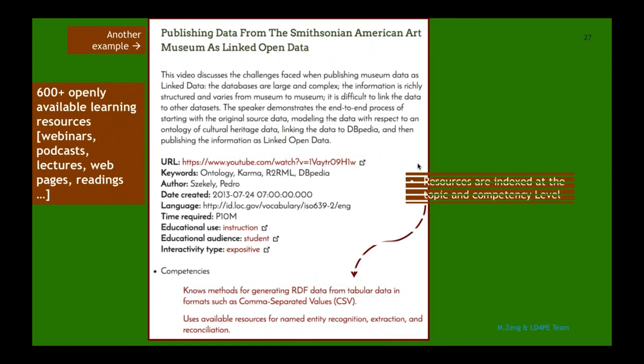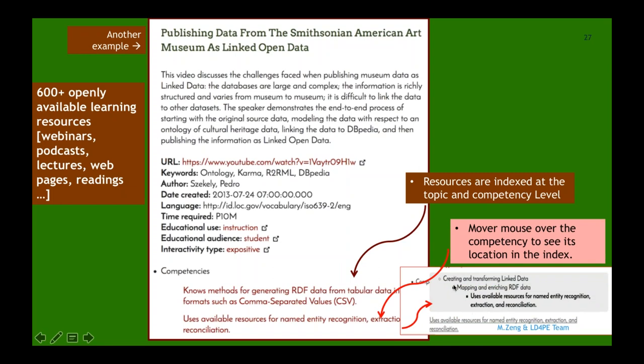Another important thing is that you see here we have the competencies aligned with this material. And you will ask which topic this competency belongs to. You mouse over that, and you will find out, okay, this is about creating and transforming linked data. This one is about the mapping part. So you can align this material with what you know about that particular competency or benchmark.